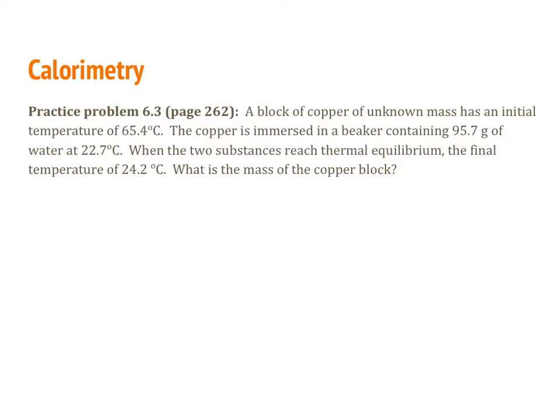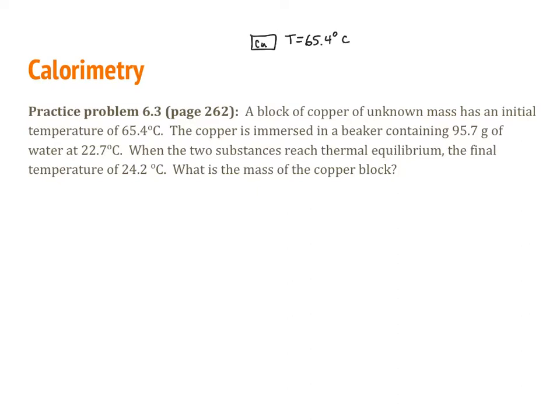When I'm dealing with heat flow, I find that pictures and thinking about what's in my system and not in my system really helps me think about the problem. So I'm going to start by doing a picture. In this problem, which comes from your textbook, page 262, we've got a block of copper of unknown mass that has an initial temperature of 65.4. So I'm going to draw a little picture of my copper, and its temperature is 65.4 degrees.